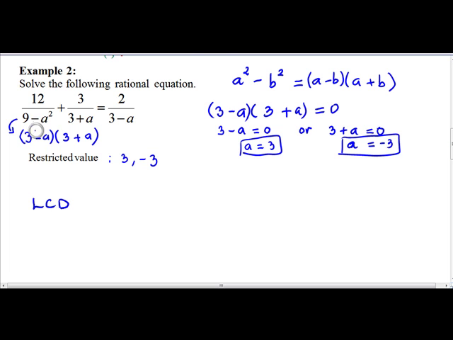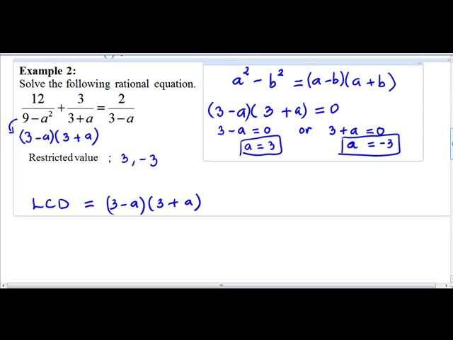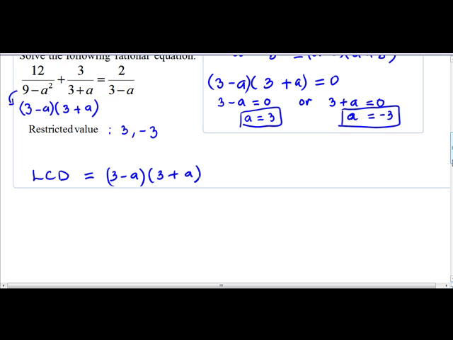So we have this denominator, which is the same as 3 minus a times 3 plus a. Then this denominator here is 3 plus a and 3 minus a. The LCD in this case would be 3 minus a times 3 plus a. Now we can take the LCD and multiply it to the whole equation.